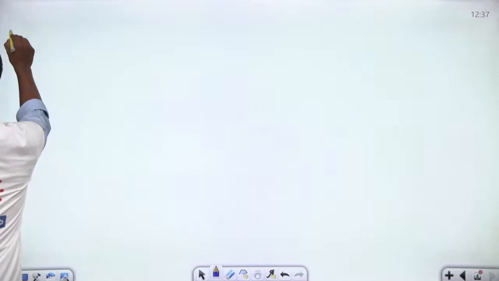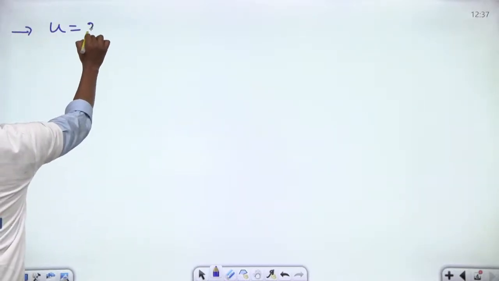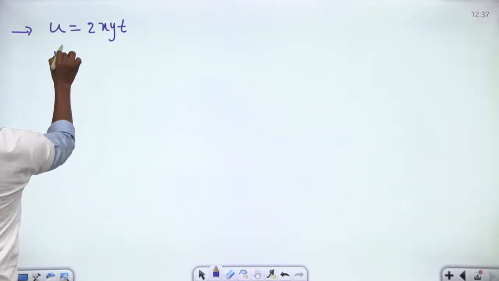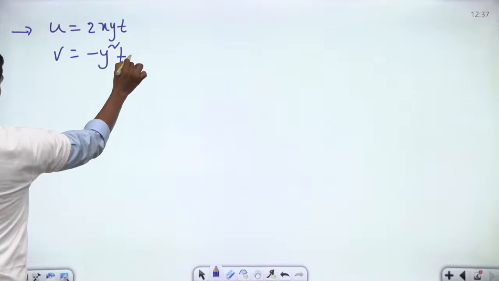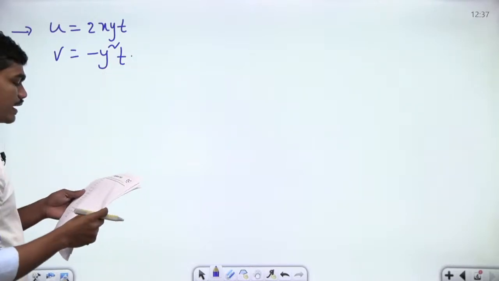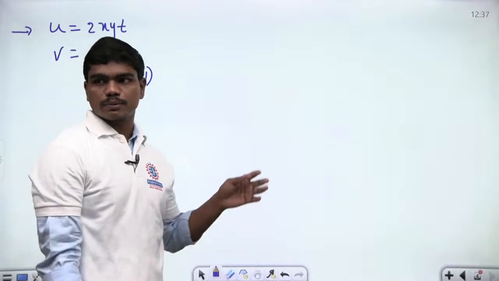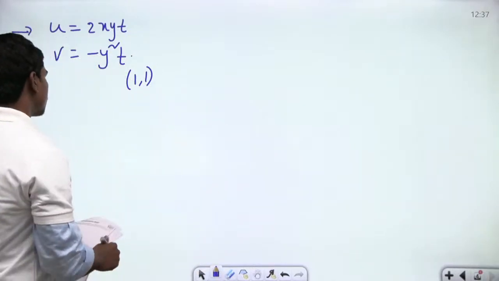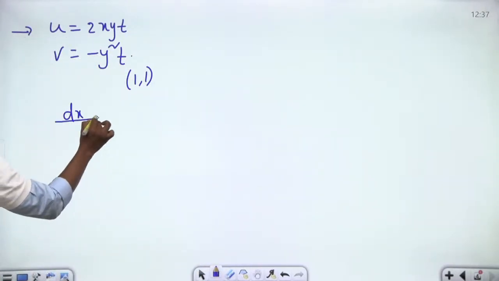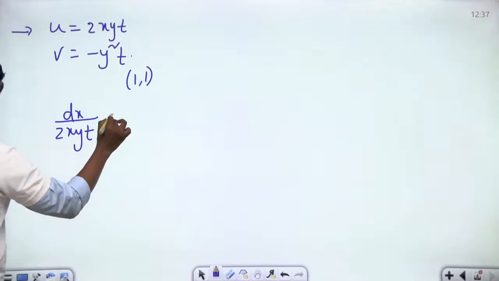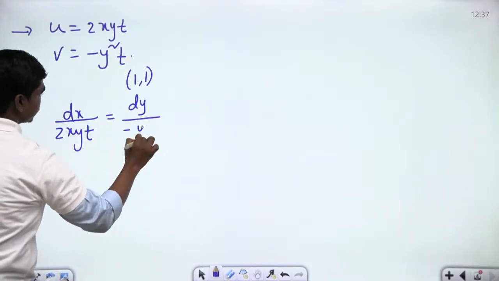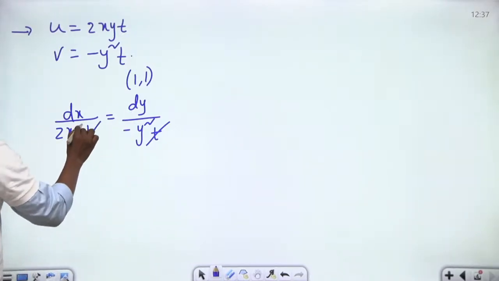They have given you some velocity profile where the x component velocity is 2x by t and the y component velocity is equal to minus y square t. They are asking you for the streamline equation passing through the point 1 comma 1. So what's the equation of the streamline that's passing through the point 1 comma 1 is being asked. You can write the streamline equation as dx by 2x by t is equal to dy by v, which is minus y square t. So you can just cancel this t, and y you can cancel.